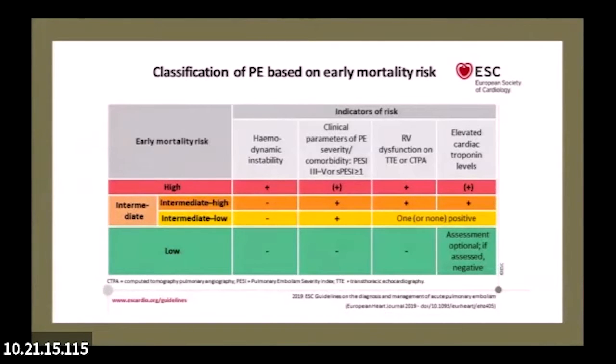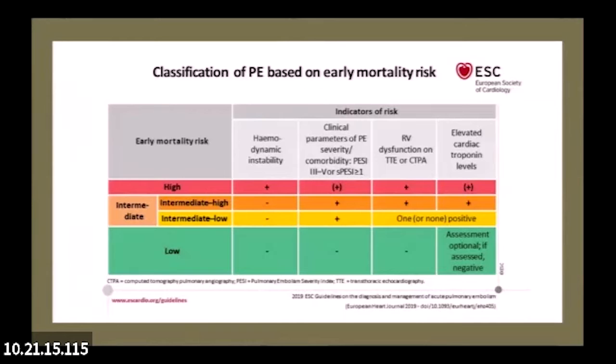So if we summarize all of that information, we can develop the PE risk. The PE risk ranges from low, intermediate, to high risk. For the low risk, essentially it does not have any feature of what we mentioned before. The patient is stable, the PESI score is less than 86, there is no RV dysfunction, and there is no troponin elevation.